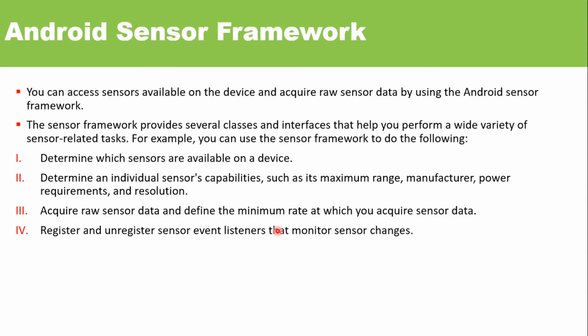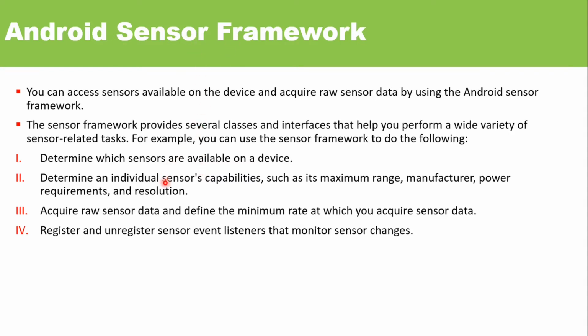Moving on to the Android sensor framework. You can access sensors available on the device and acquire raw sensor data by using the Android sensor framework, okay? Now this sensor framework provides several classes and interfaces that will help you perform a wide variety of sensor related tasks. For example, we can use this sensor framework to determine which sensors are available on a device, okay? So we can locate the sensors that we want to use for our application, and check whether they are available on our device or not.